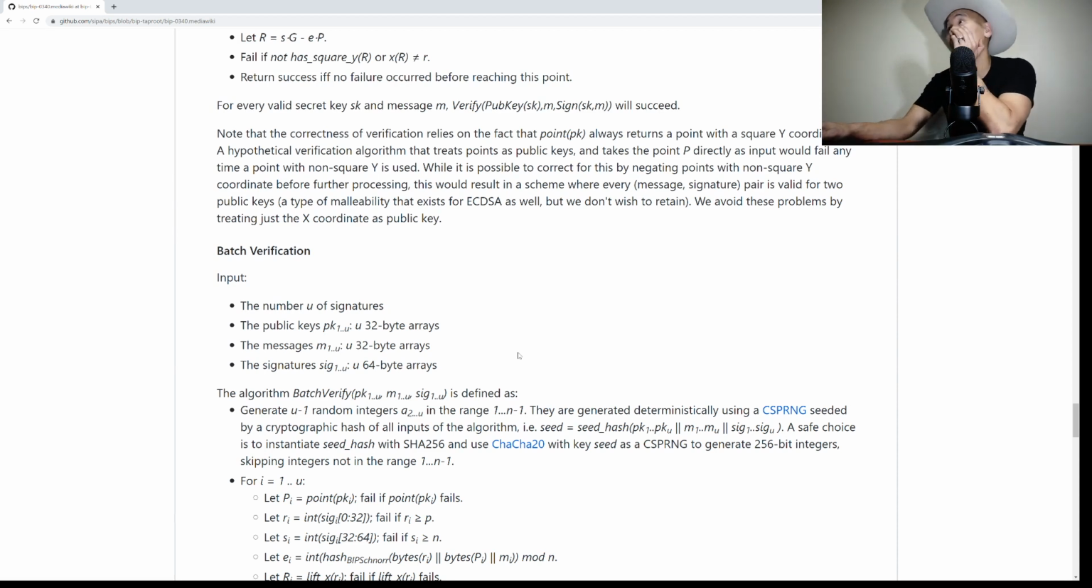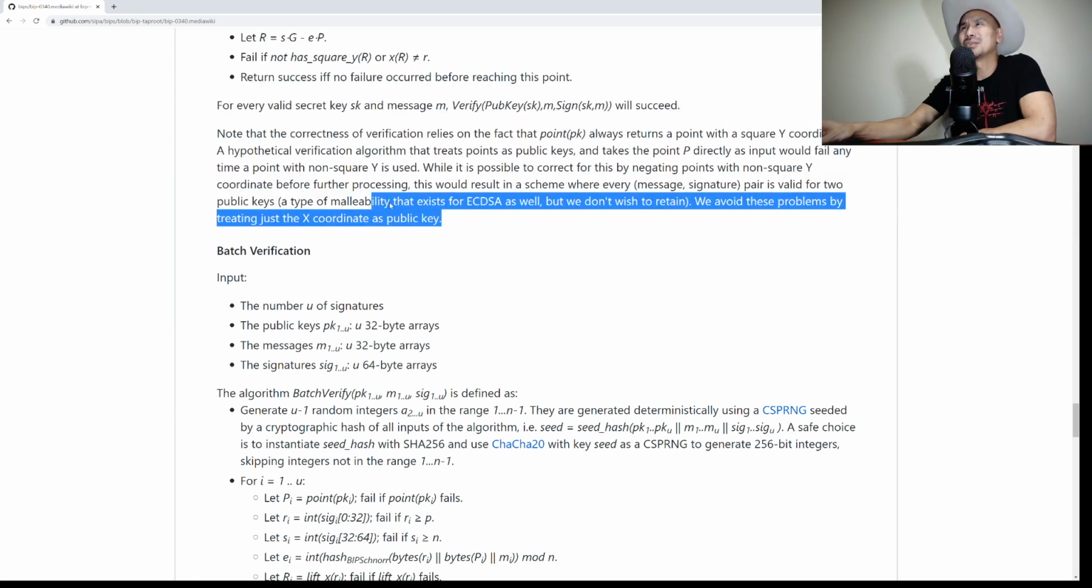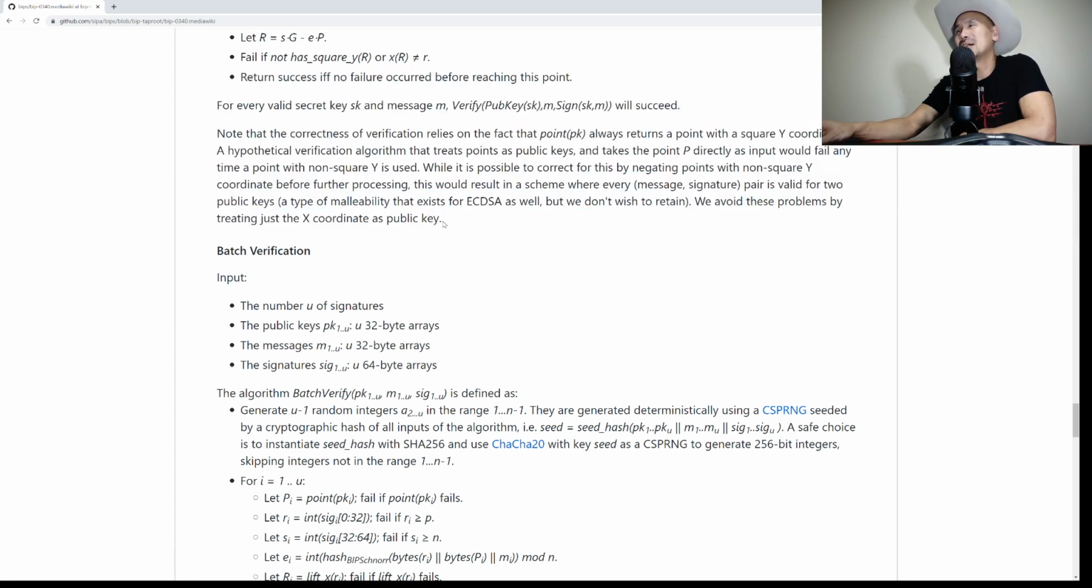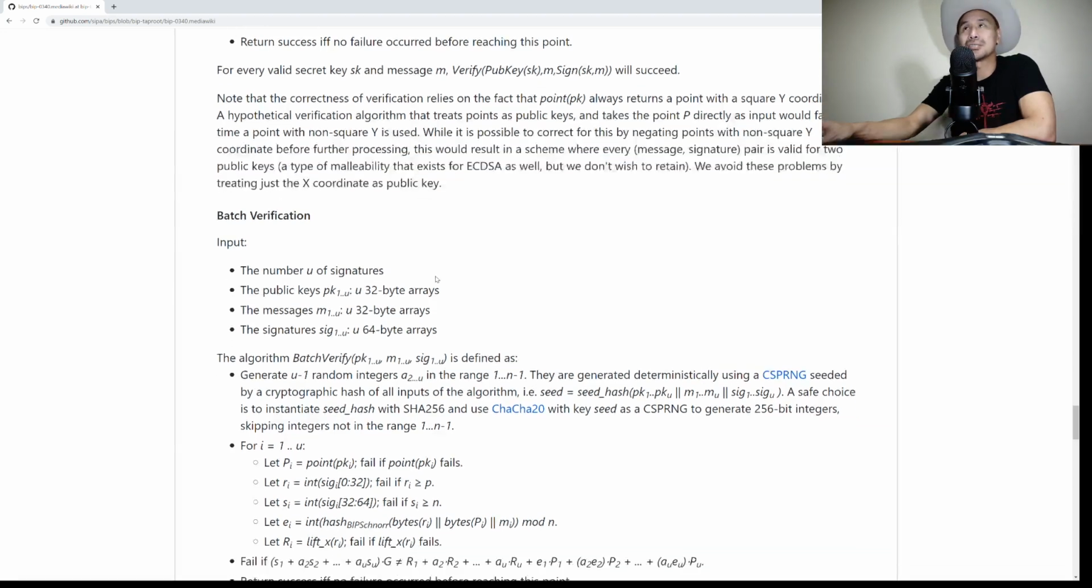While it is possible to correct for this by negating points with non-square y coordinate before further processing, this would result in a scheme where every message pair is valid for two public keys, a type of malleability that exists for ECDSA as well, but we don't wish to retain. We avoid these problems by treating just the x coordinate as a public key. So in other words, there is a malleability in ECDSA using compressed pub keys that allows a particular message to be valid for multiple ones. So usually the negation of something. So this is taking away that malleability vector as a design choice.